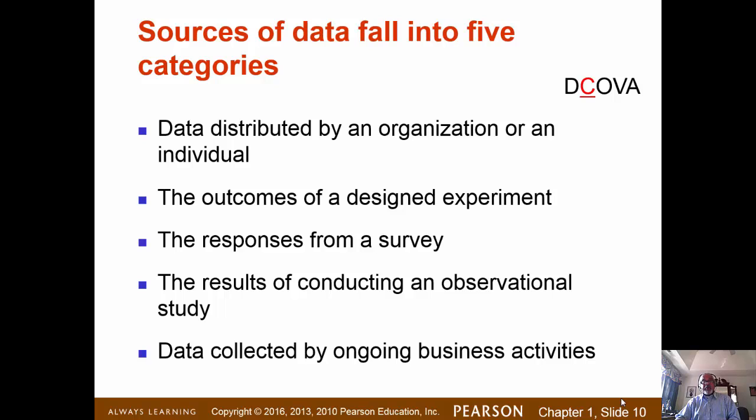You design an experiment. We'll talk about designing experiments later when we talk about ANOVA. So you design an experiment and you collect data. So that will be a primary source, the outcomes of a designed experiment. The responses from a survey. So you send out surveys. So this is again a primary source. The results of conducting an observational study. So there is a difference between experimental study and observational study. We'll talk about that later on.